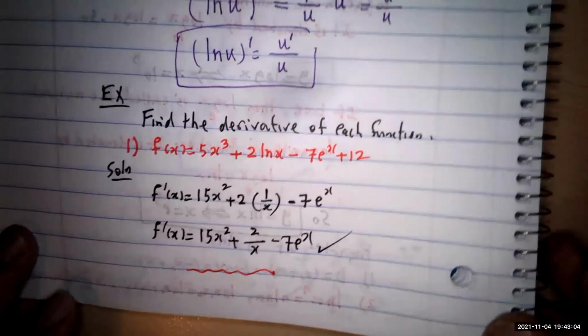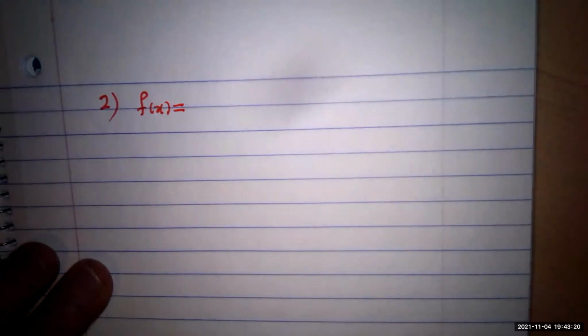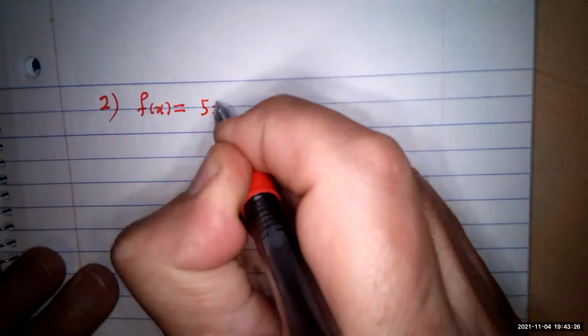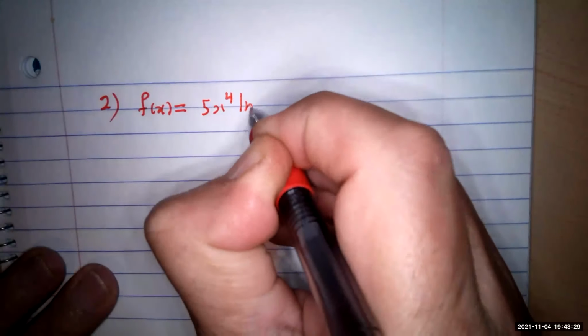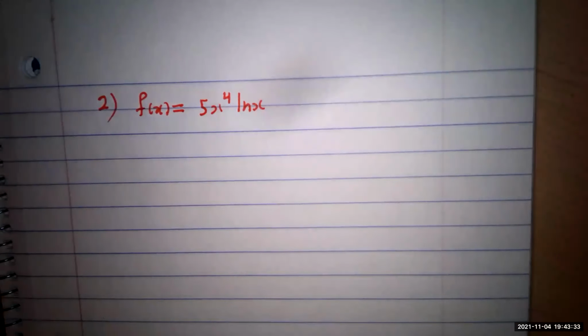Type 2 is going to be the one where you have to use the product rule. And the popular one is this one. f of x equals just a power of x times the ln x. So something like 5x to the 4th times ln of x. You want to differentiate this one.